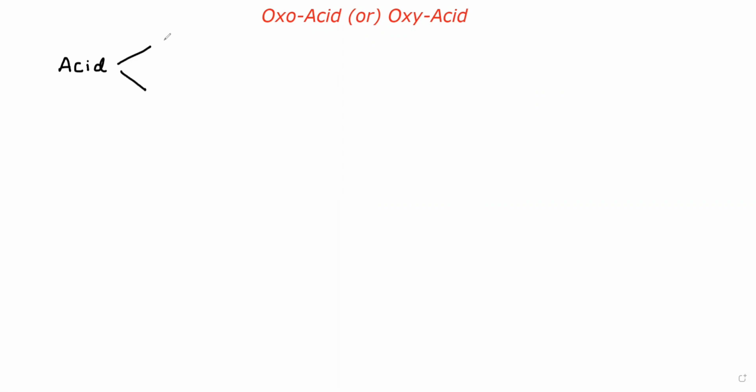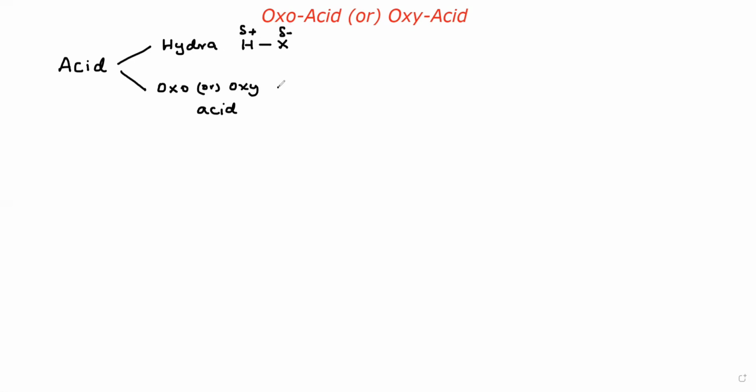One is hydra acid. One is oxo or oxy, both are the same: oxo or oxy acid. What is hydra acid? Whenever hydrogen is bonded with halogen, this is called hydra acid. We know very well the halogen is more electronegative, right? Therefore this is delta minus, this is delta plus. This combination is called hydra acid.